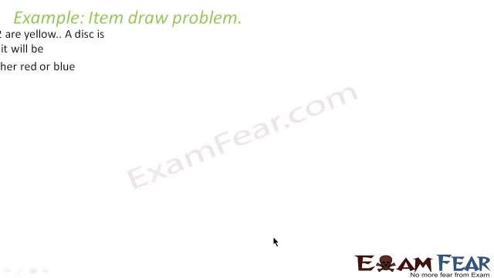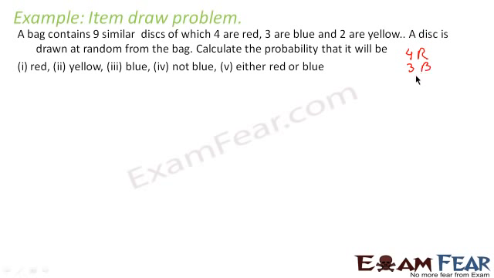This is an item draw problem wherein some items are drawn from a bag. This bag has 9 similar discs, of which 4 are red, 3 are blue and 2 are yellow. One disc is drawn at random. Calculate the probability that it will be red. For probability of red, the number of red is 4 and the total number of discs is 4 plus 3, 7, plus 2, 9. So it will be 4 by 9.